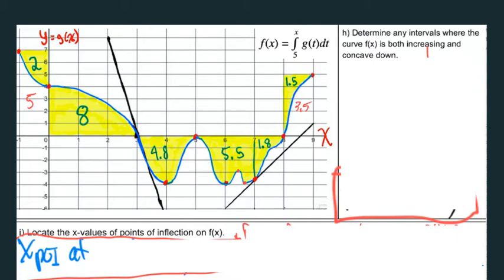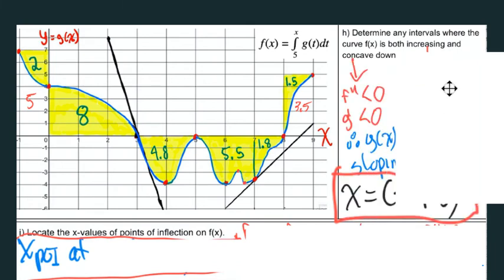Okay, last slide for this one. So the first thing we're going to do is find any intervals where the curve f at x is both increasing and concave down. This is easier than you think, and this is also a very, very common question. So look at this. What does this mean?